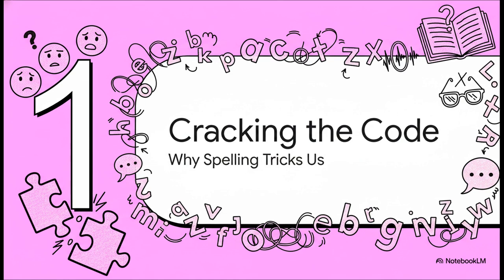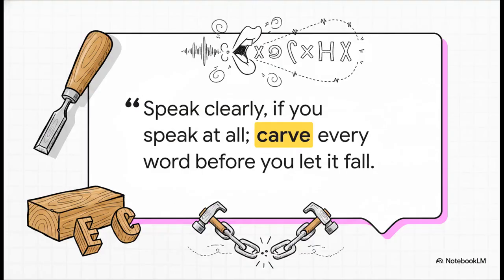So, Section 1. Cracking the past tense code. Why exactly does English spelling trick us? To set the right vibe for our session today, I want to share this fantastic quote by Oliver Wendell Holmes. He said, "Speak clearly, if you speak at all. Carve every word before you let it fall." I absolutely love that imagery. You know, carving a word implies precision, care, and deliberate action. And that is exactly what we're going to do with our spoken words today.